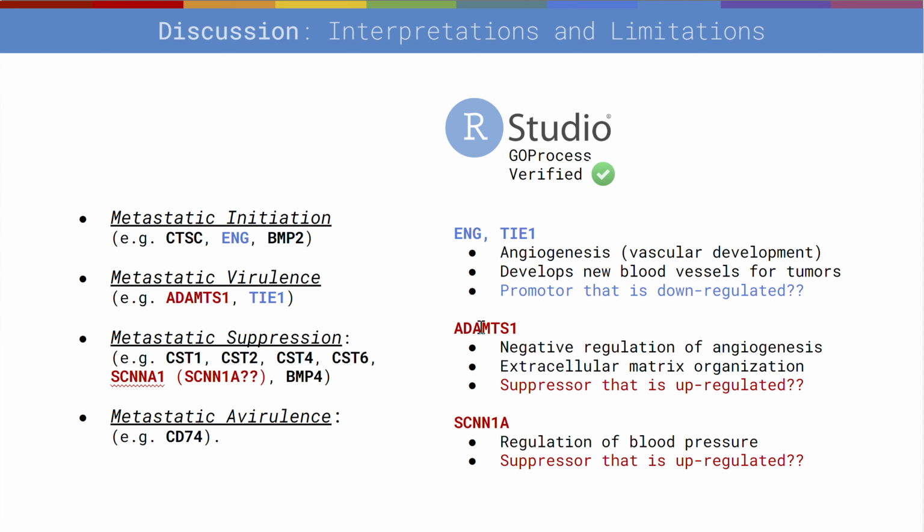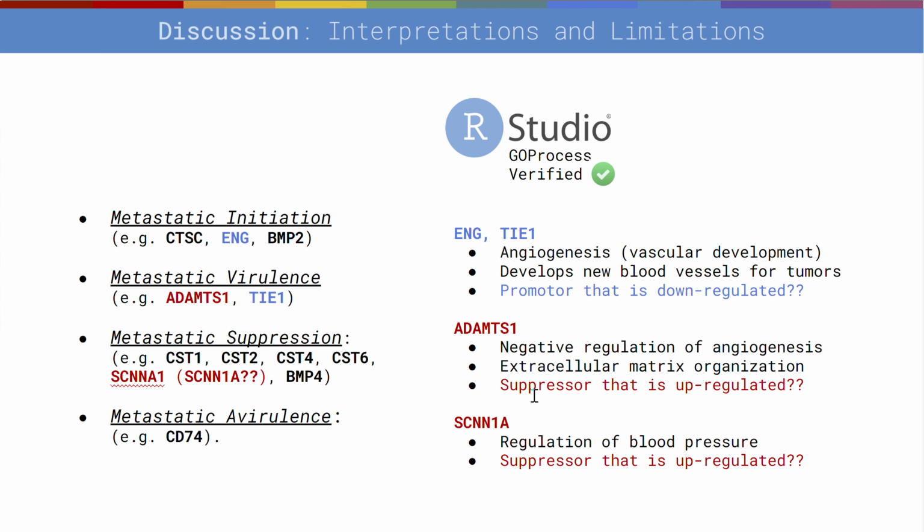Similarly, this other gene is a negative regulator of angiogenesis, which has the opposite behavior of these two genes, but it was upregulated. It's a suppressor gene that is upregulated. That's another surprise here. And then I realized this one also is a suppressor gene. It basically regulates blood pressure, which could help in the transport of cancer cells to different sites. And it's also upregulated.